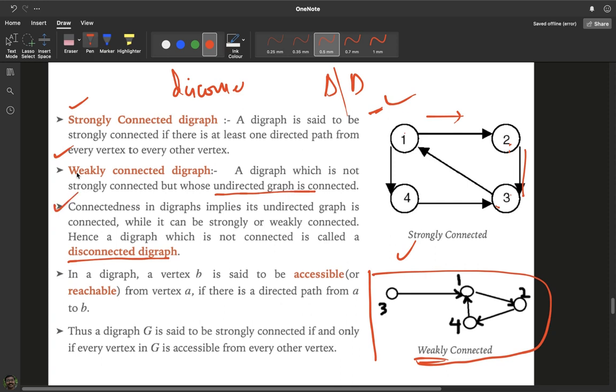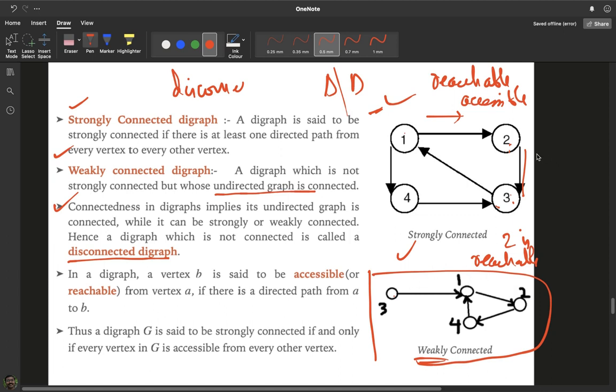Now there is one more terminology here. We will say that vertex 3 is reachable or accessible from 1 if there is a directed path from 1 to 3. In this graph every vertex is reachable from every other vertex, but if you look at this graph you can say that vertex 2 is reachable from 3, because if I start from 3, I can find a directed path which starts from 3 and ends at 2. That is what we mean by a vertex being reachable from another vertex.